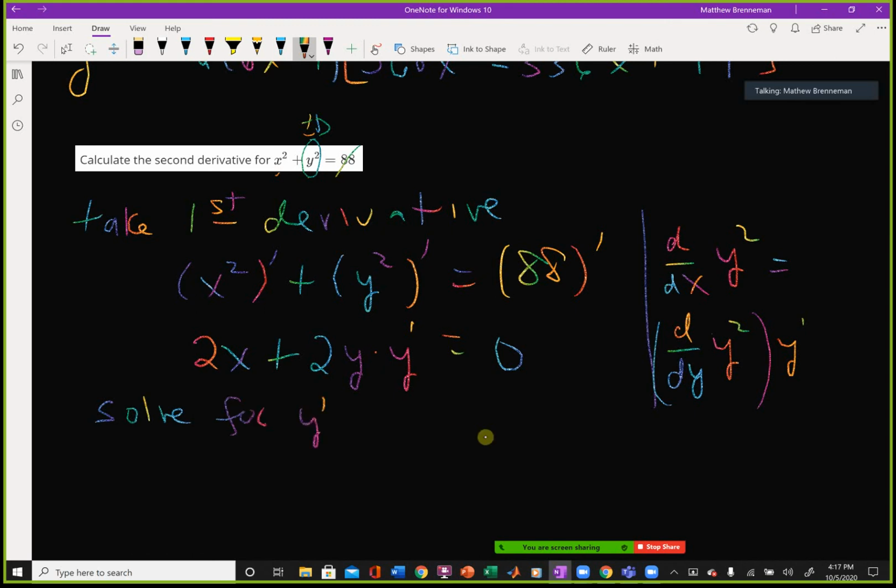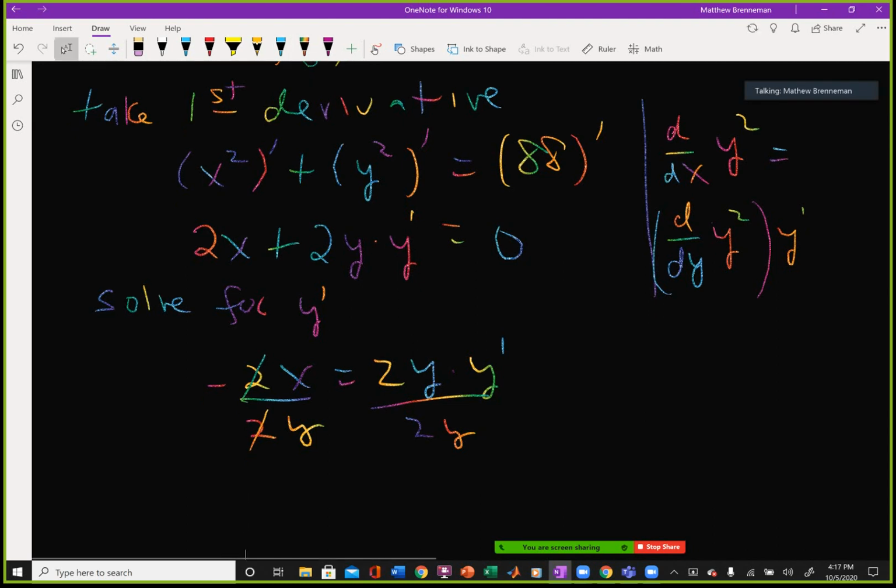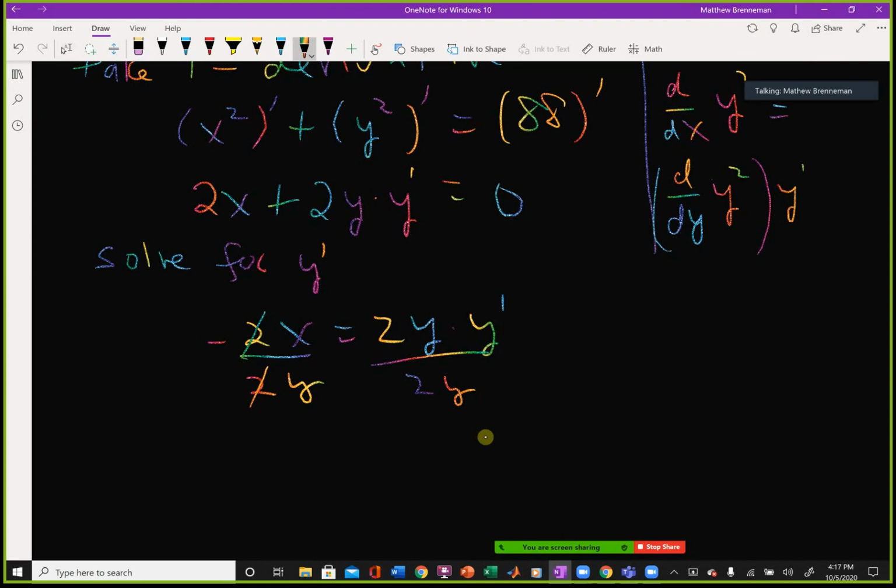So I'll bring the minus 2x over here, and I have 2y times y prime. And when I go ahead and divide both sides by 2y, of course my 2's will cancel, and I'll get minus x over y, right? You have to be careful with the signs. And here I'll get y prime.